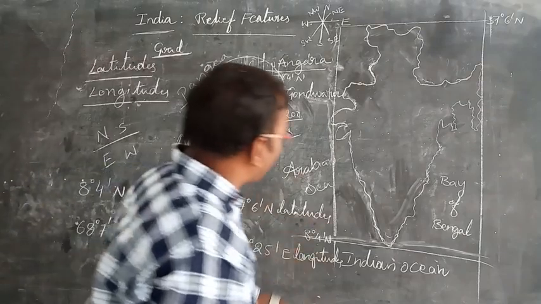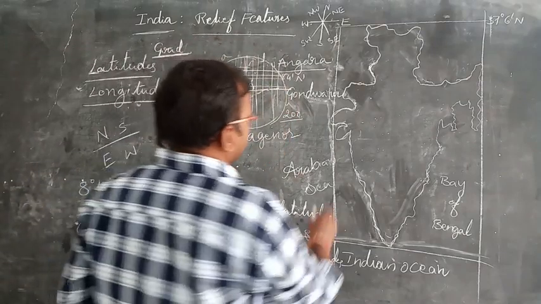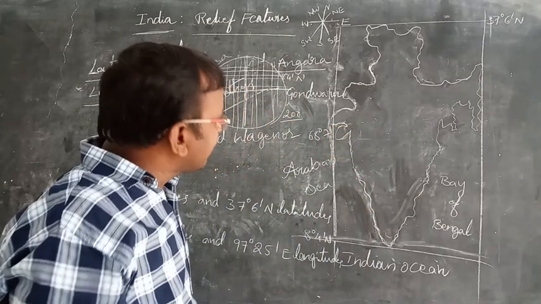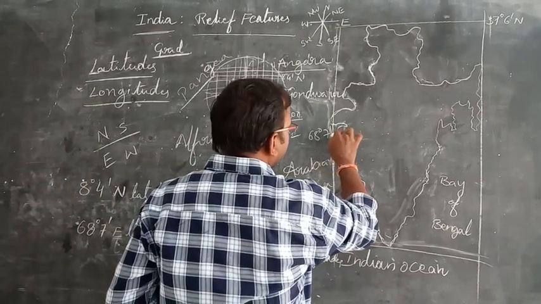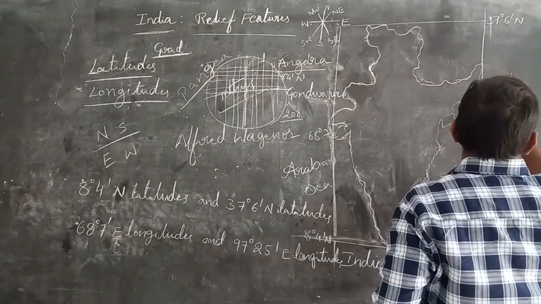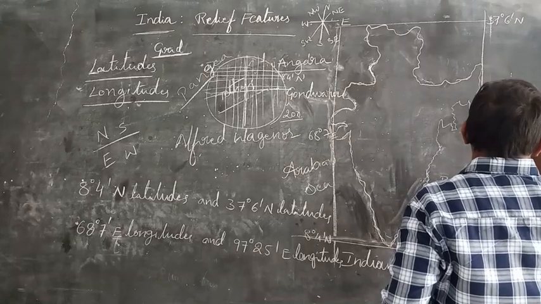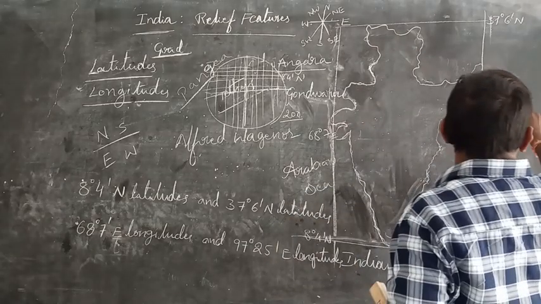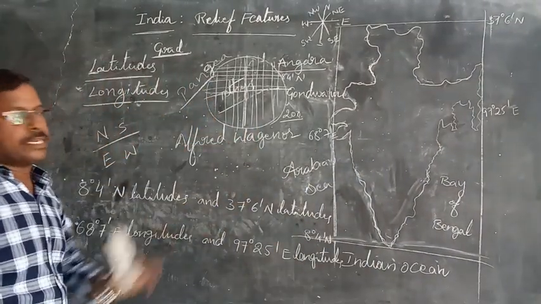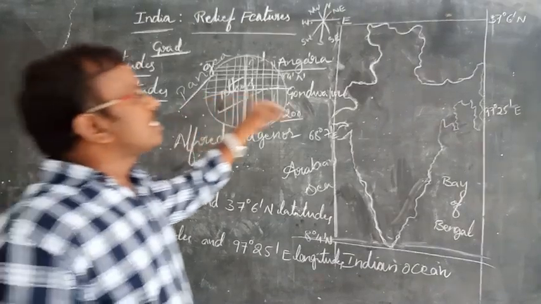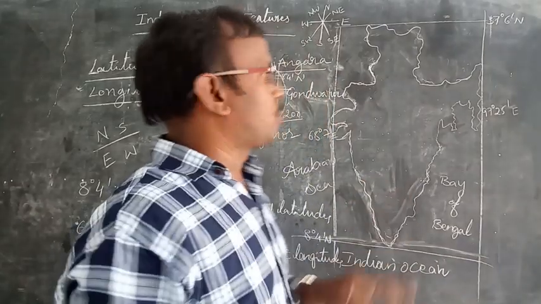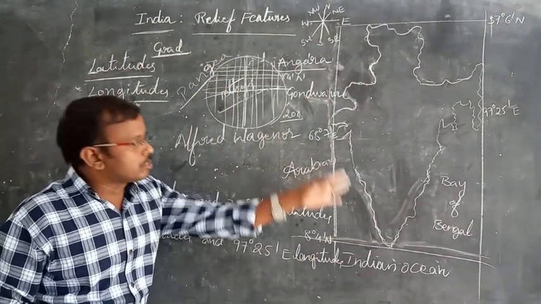Next, longitude-wise, 68 degrees 7 minutes east longitude, E should compulsorily be kept, to 97 degrees 25 minutes east longitude. These are the longitudes where India is located. Understood? So this is the location of India with the help of longitudes and latitudes.